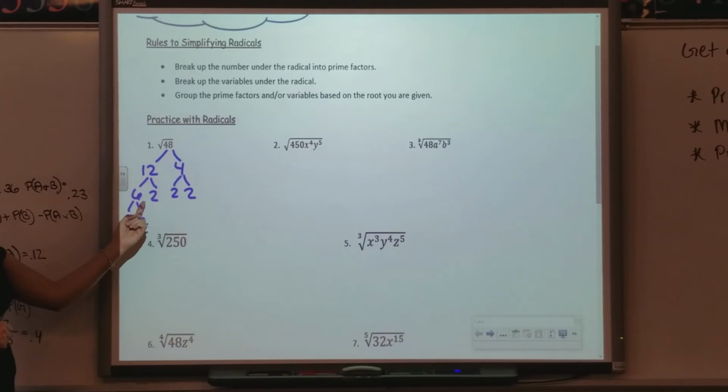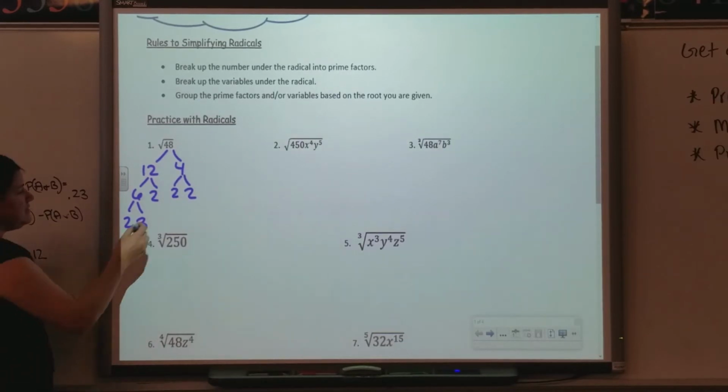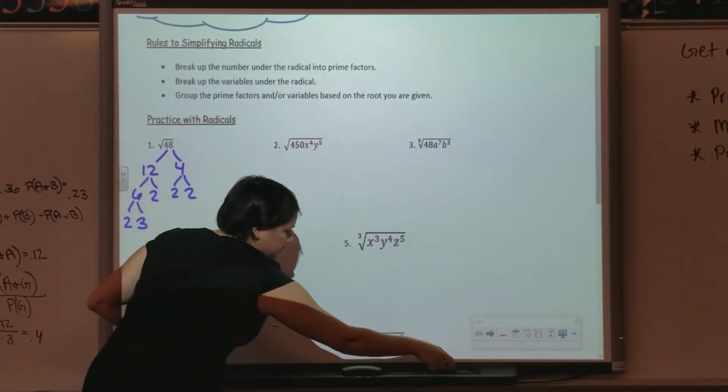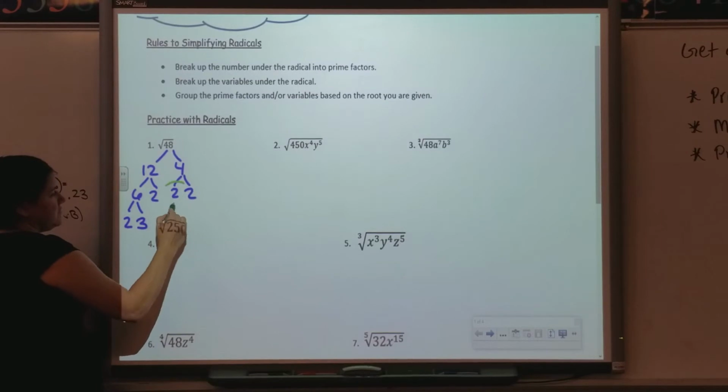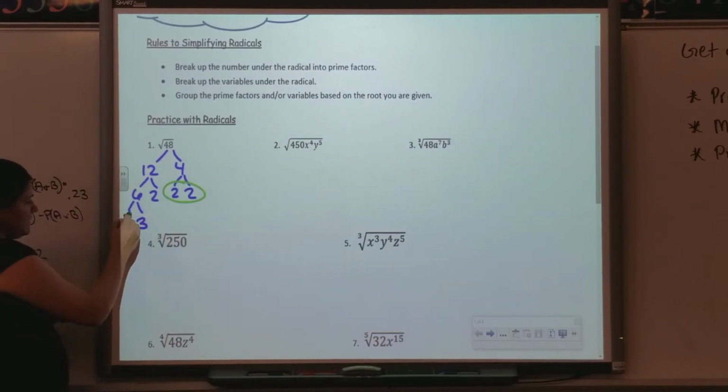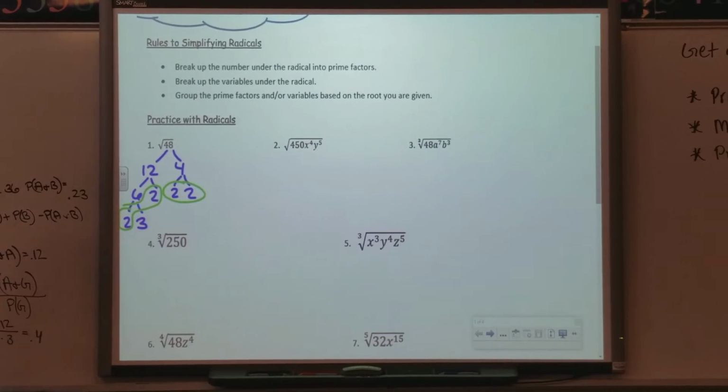Again, I have broken it up into nothing but prime numbers. I have a bunch of 2's and a 3. So since we have a square root, you're going to circle every pair of 2's. So circle every two 2's that you see. So here's one, and we'll use a different color. So there's one group of 2's. This is actually another group of 2's. Okay, so we're going to group that together as well.